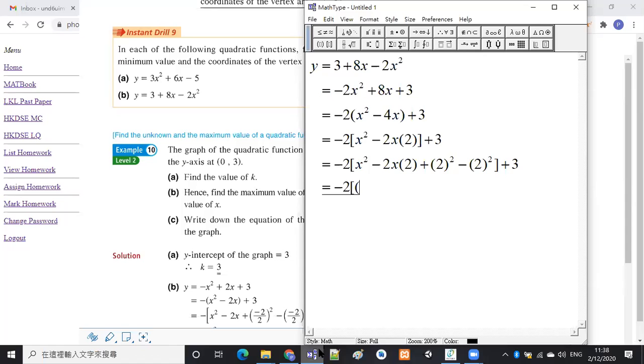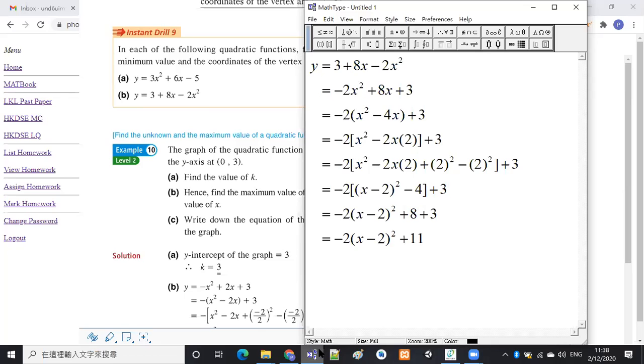And then the first three terms will form a perfect square. X squared minus 2xy plus y squared becomes x minus y, bracket squared. And then minus 2 squared, that is 4, and plus 3 outside the bracket. And you need to multiply the negative 2 back to the square bracket. So it becomes negative 2 times x minus 2 squared plus 8 plus 3. And calculate the constant term. So negative 2 times x minus 2 squared plus 11.